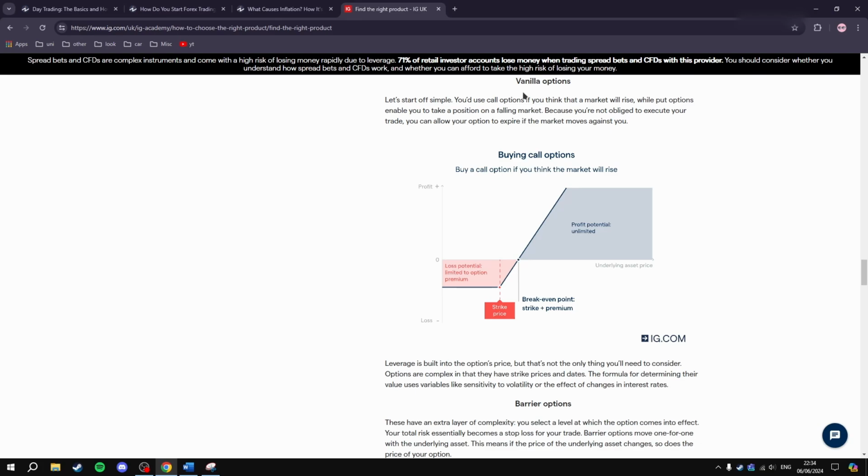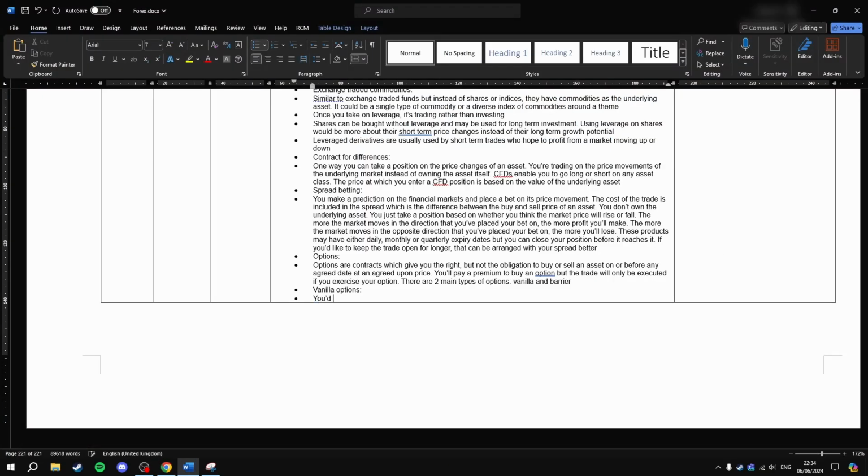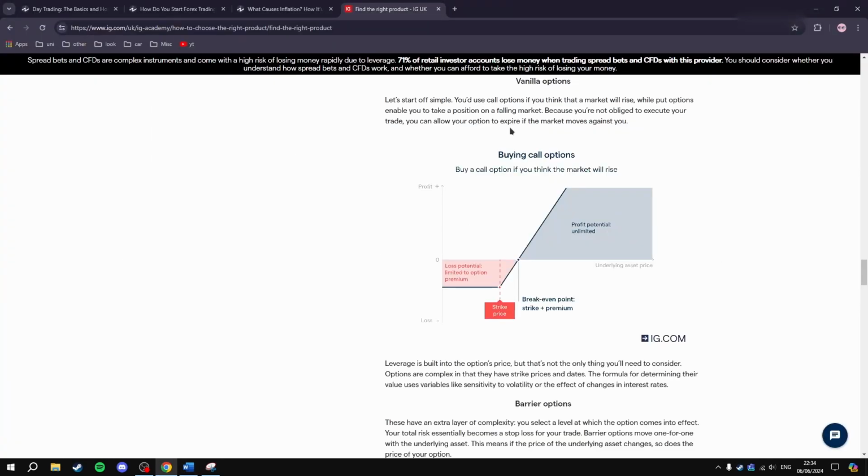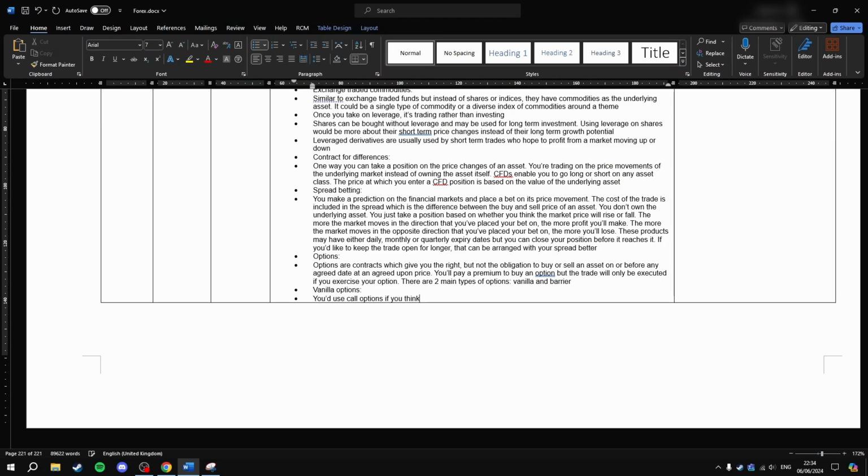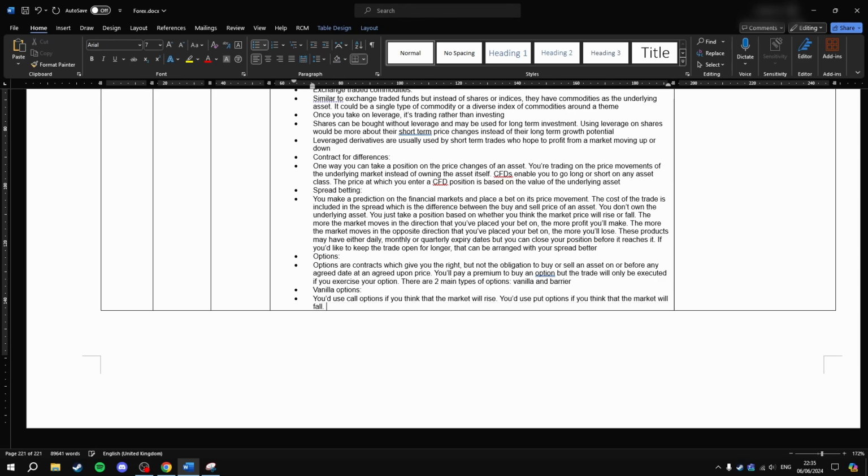So call options is basically going long, put options is like going short. You would use call options if you think that the market will rise. You'd use put options if you think that the market will fall.